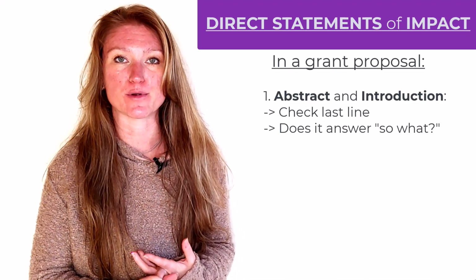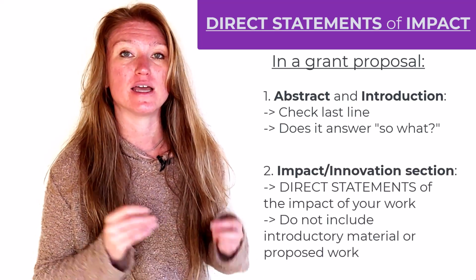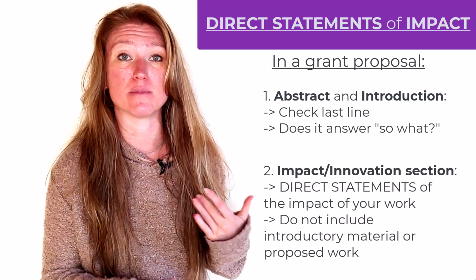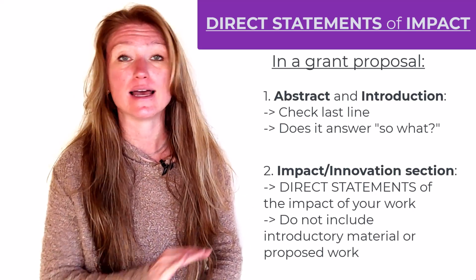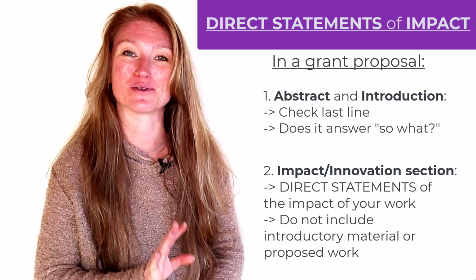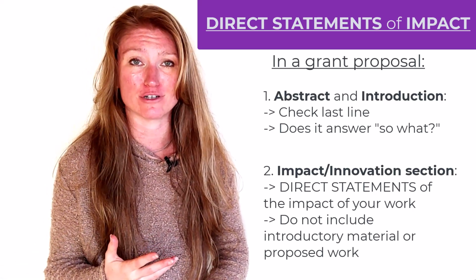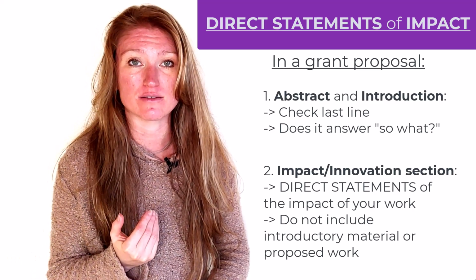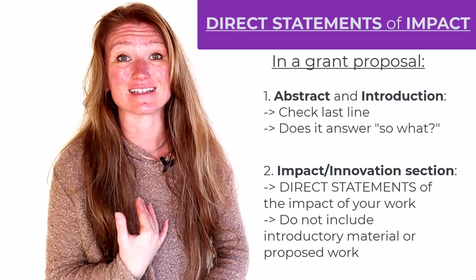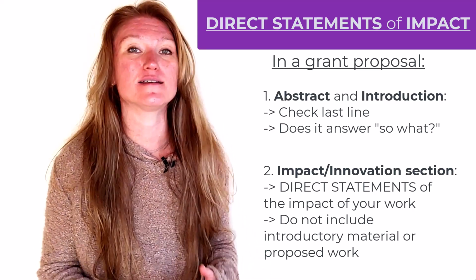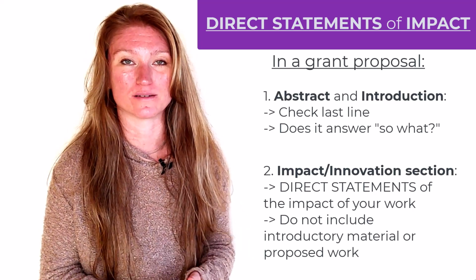Next, though, with your grant proposal, you're going to jump to the impact or innovation or importance section. Here is where you are going to check and make sure that you have direct statements of the importance of your work, and only direct statements of the importance of your work. Here, you want to cut out any introductory material, any background information, even the statements of the gap. They don't go here. They go in the introduction. Your impact section then is going to be undiluted, direct statements of why this work is important.